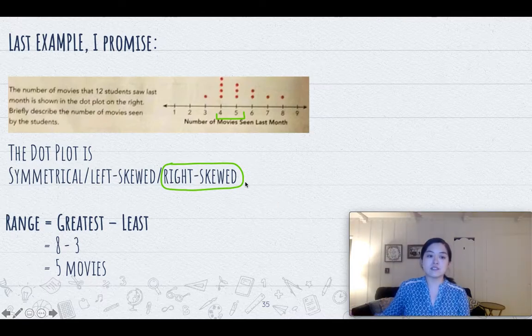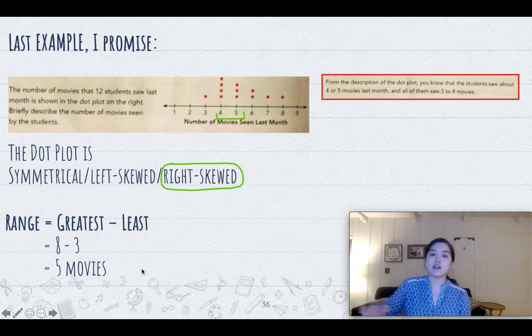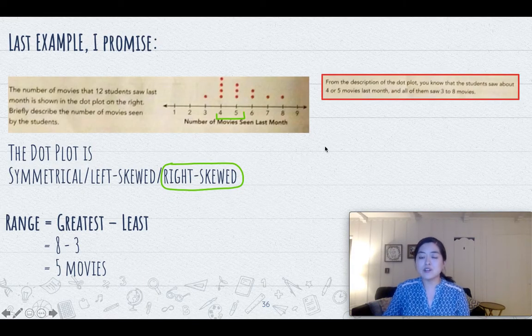But what's the range of the data? Well, we're going to take the greatest amount of movies, which is 8, right? Because there's a dot above 8. Okay, so that's the greatest. There's no dot above 9, so I can't say that's the greatest amount. Okay, and then what's the lowest? It's 3 movies here because there's a dot above 3. So we have to do 8 minus 3, which is 5 movies. And from the data, we can know that the students saw about 4 to 5 movies last month, but all of them saw between 3 to 8 movies a month.